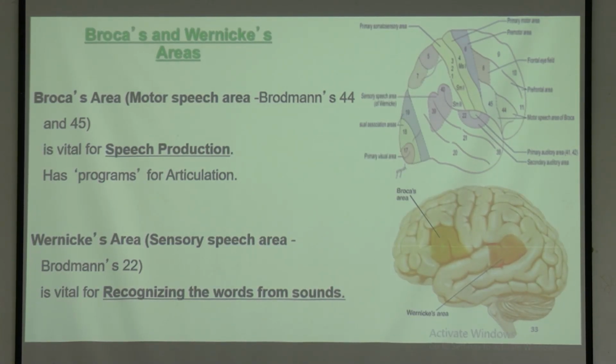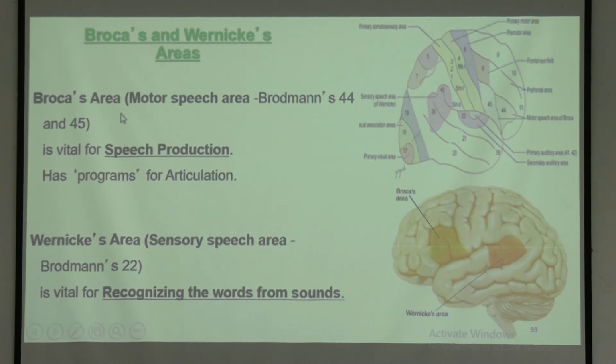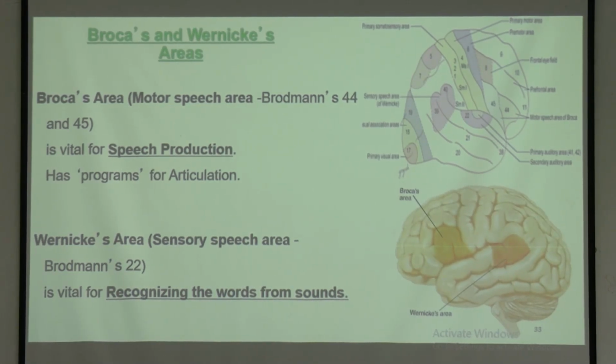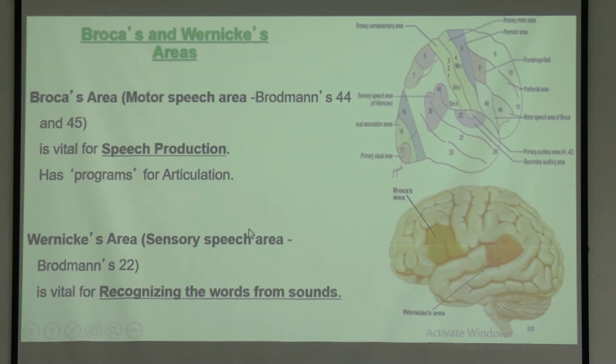Sensory control of speech comes from Brodmann area 22. It recognizes what you are hearing, understands it, and passes it to the area of the brain which makes the speech, which is Broca's area. We call it motor speech area 44. It produces the speech or the voice, which is articulated. These areas we call speech areas.